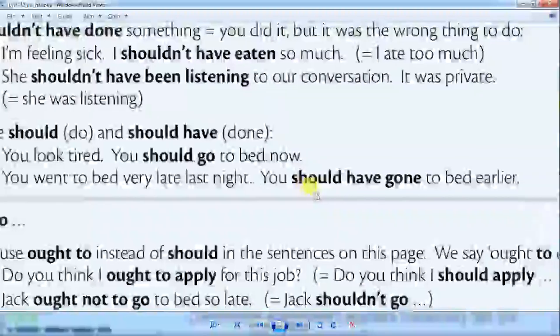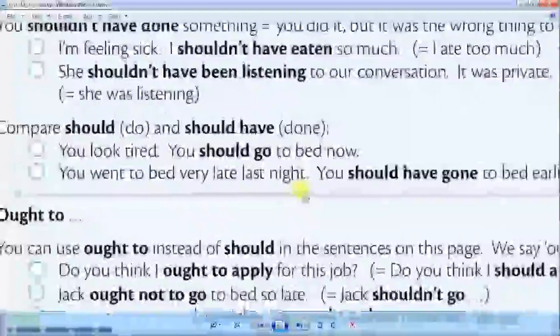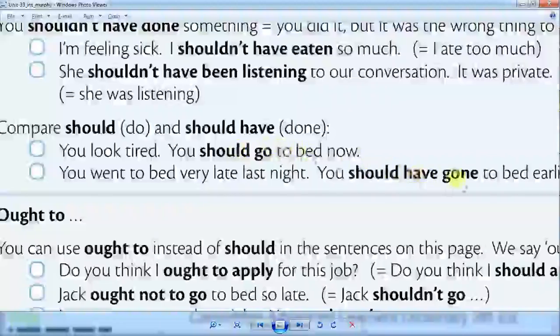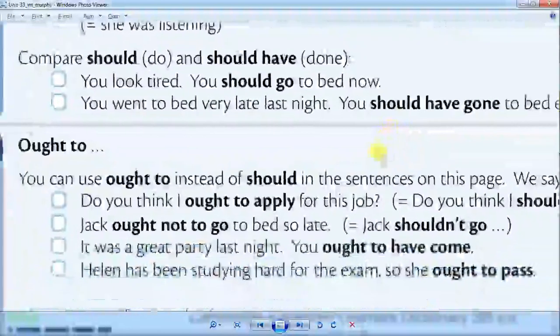You should have gone to bed earlier. You should go. You should have gone to bed.